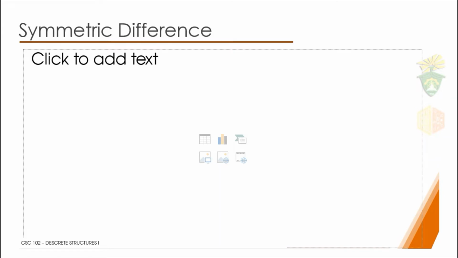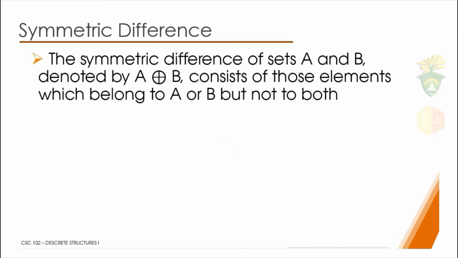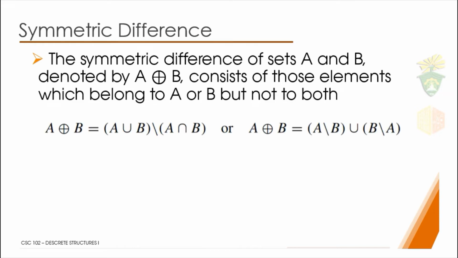Next we'll be talking about the symmetric difference. The symmetric difference of sets A and B, denoted by A with this circled cross symbol B, consists of those elements which belong to A or B, but not to both. So, not the intersection of both A and B.